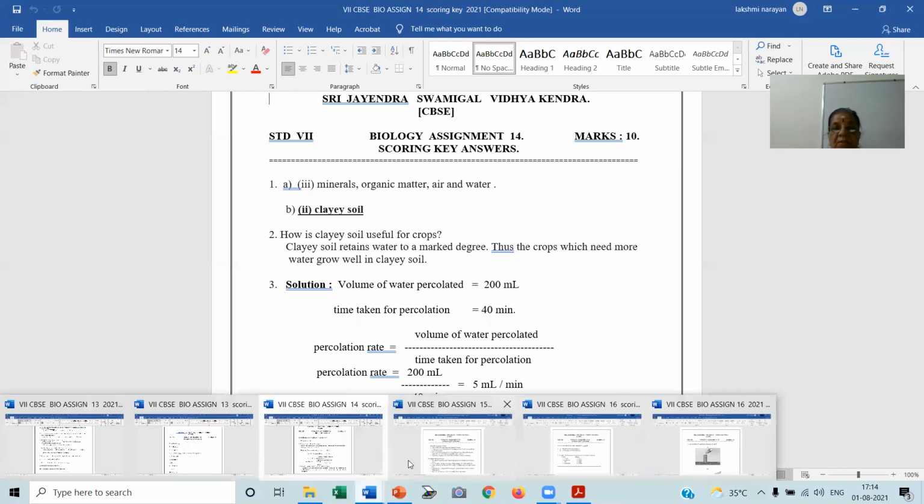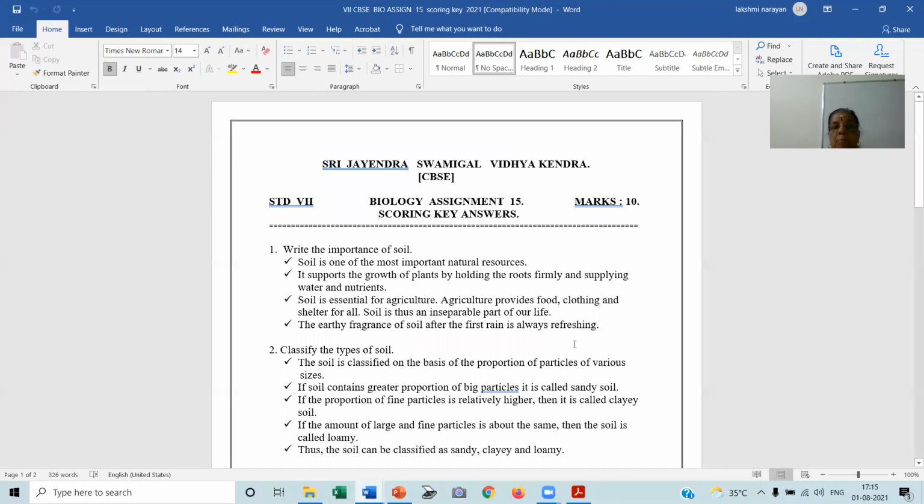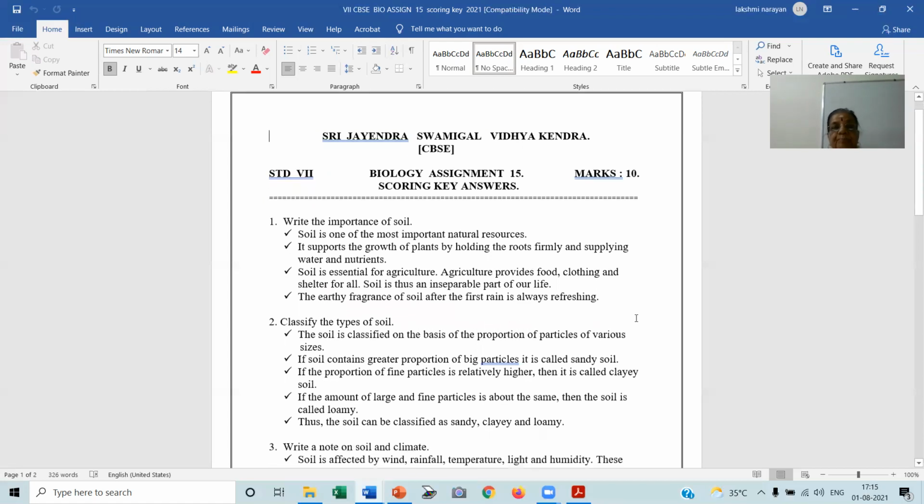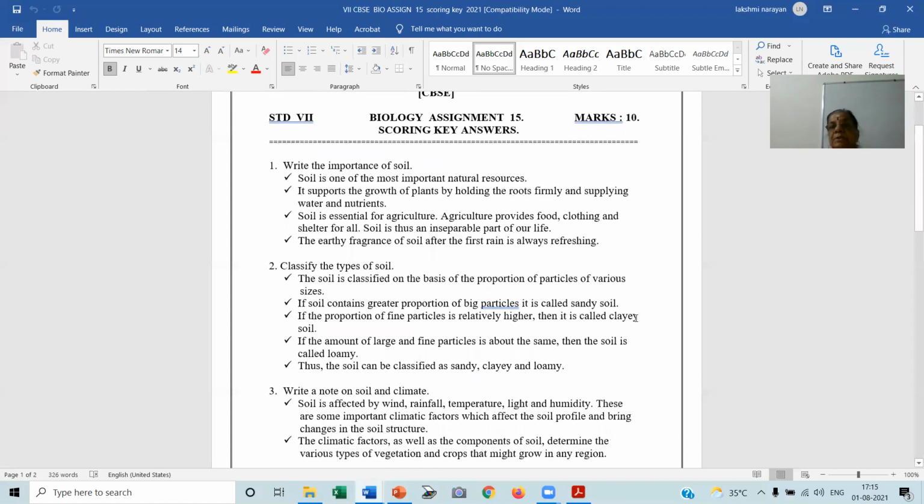Then next one, assignment number 15. I have given this assignment as a PPT. So now see. Write the importance of soil. It's given in our textbook.